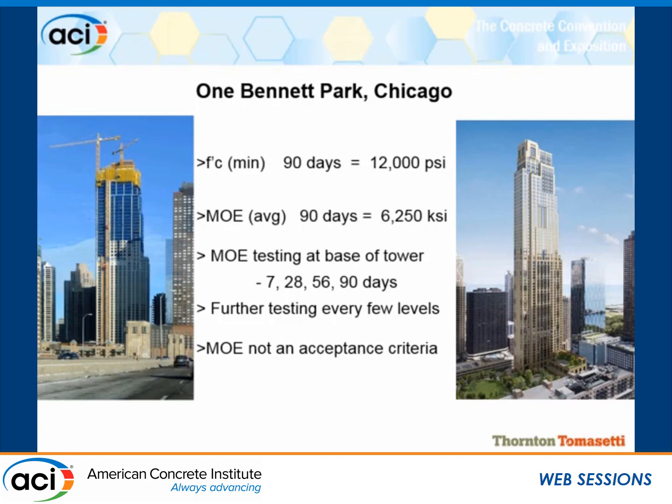Again, MOE was not discussed as an acceptance criteria, but enough testing was done that we knew that we were going to be able to achieve it. This isn't a particularly high modulus for 12,000 PSI concrete. It's only when you get up to, I would say, closer to 7,000 KSI is when it becomes a little bit more problematical, at least in the city of Chicago.